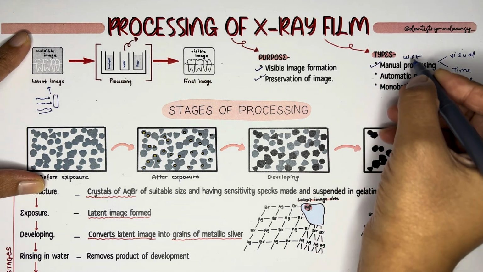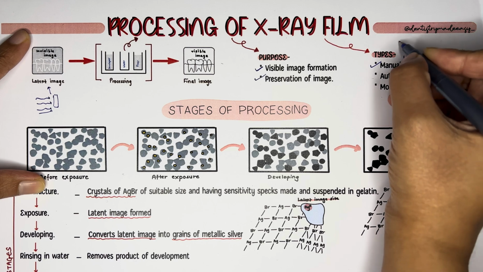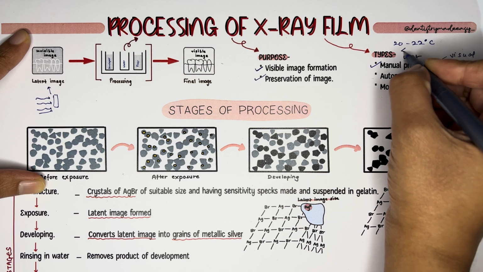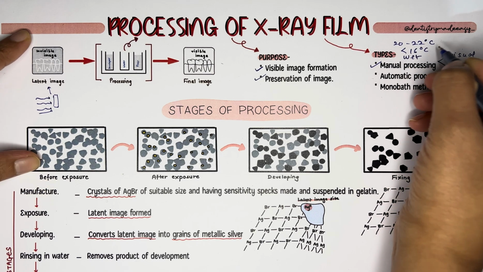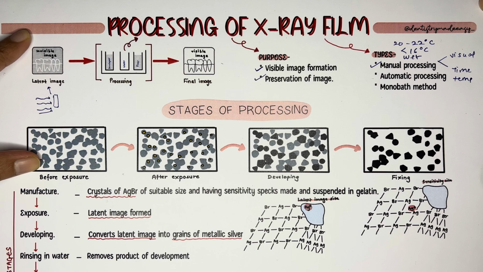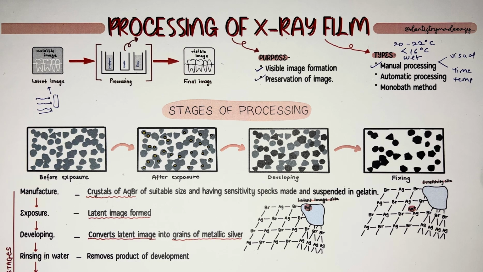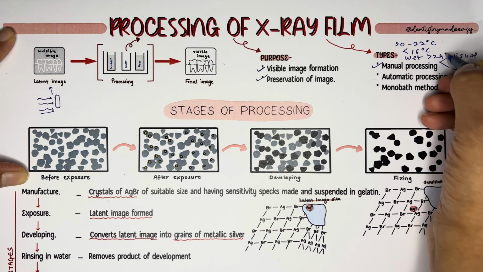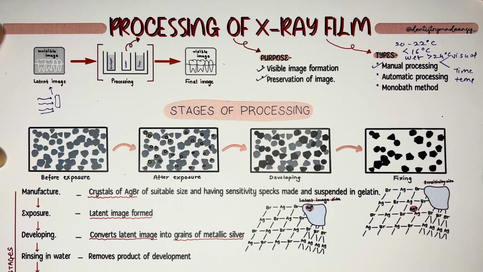So the optimum temperature which is given for the development is 20 to 22 degrees Celsius. Now if the temperature is less than 16 degrees Celsius, it will lack contrast and density, due to which the image quality deteriorates. And if, for example, the temperature of the solution is more than 24 degrees Celsius, in that case the image will fog. Again, you cannot see the proper image on the X-ray film. So for that you need proper time and temperature.